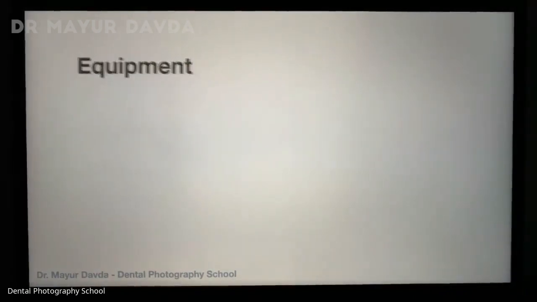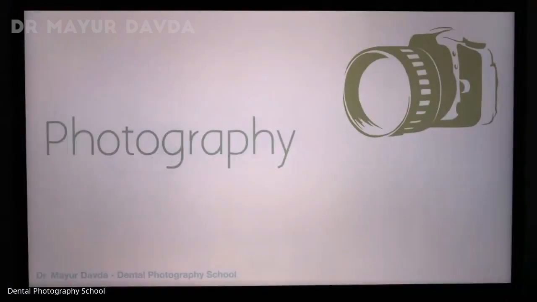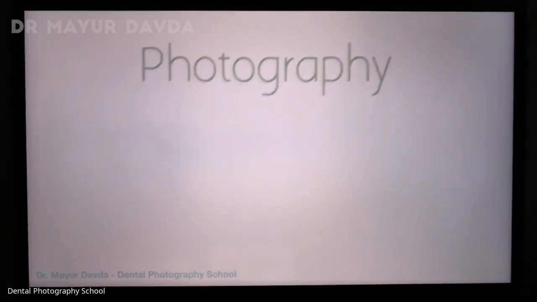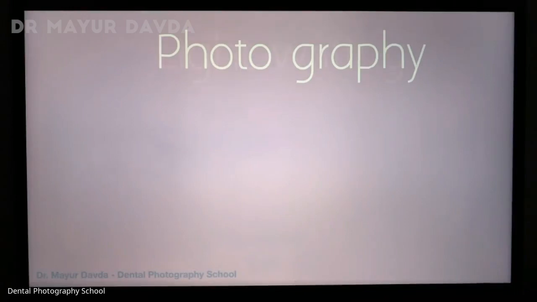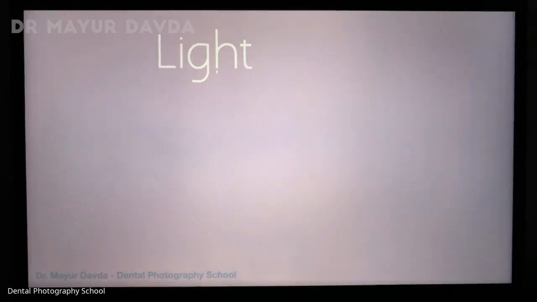Then we went on to discuss equipment. In order to understand equipment, we spoke about the reverse concept by Dr. Mayur Davda. In that, we spoke about what is photography. Photography is made up of two Greek words, photon and graphos. Photon means light, and graphos means to write or writing. So whenever you write something with the help of light, it's called photography. And in dental photography, the source of light is flash.